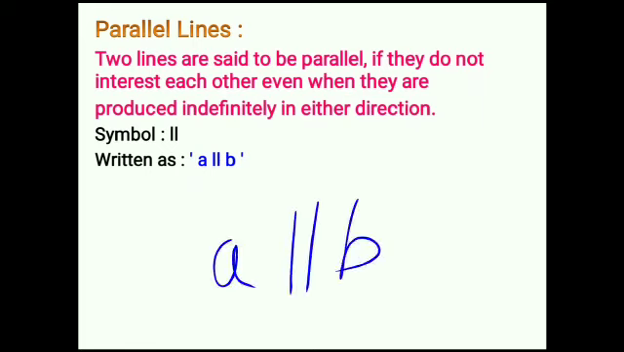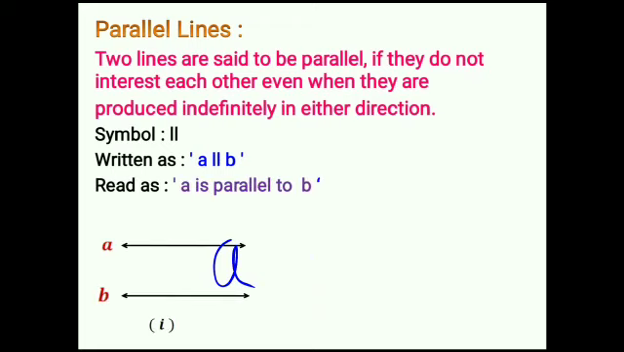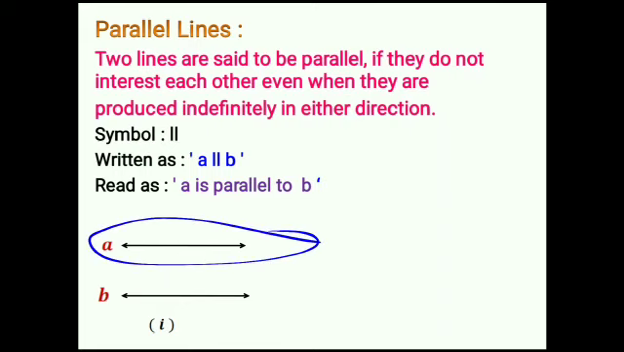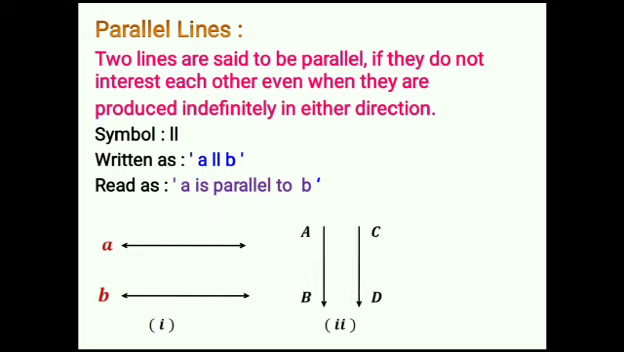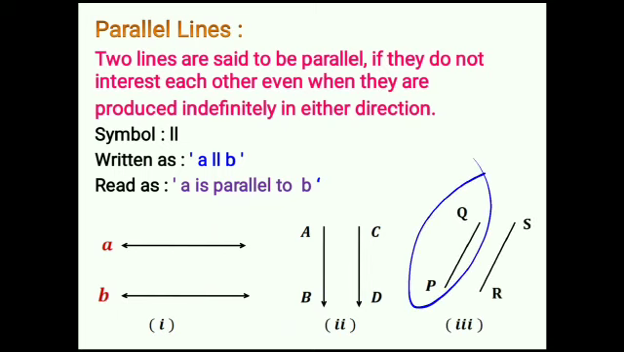A parallel to B. So we can read, suppose in this diagram A is one line and B is another line, but they are parallel. So you can read it as A is parallel to B. So this one is the first example. In the second example, you can say that AB is parallel to CD. In the third example, you can say that PQ is parallel to RS.